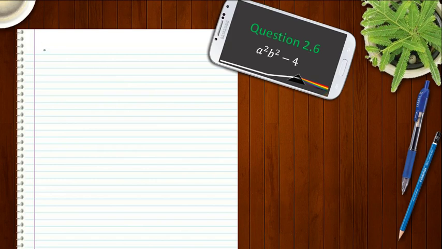Then question 2.6, a squared b squared minus 4. Two terms with a negative, and both are perfect squares. I've got two brackets, one a plus, one a minus. So the square root of this term will give me ab, and the square root of this term will give me 2.